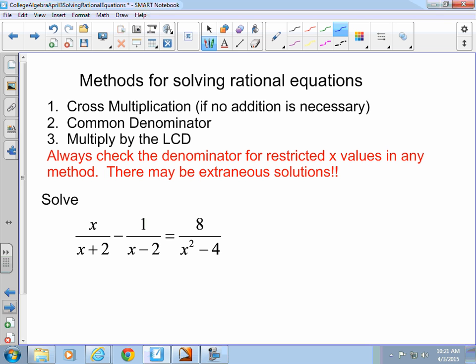Always, when you are solving rational equations, check the denominator for restricted x values, in any method you use. If you get x equals 2, but 2 makes the denominator 0, that's a problem, because that's an undefined value, not a solution. There may be what are called extraneous solutions. We've seen that word before with radical equations. Same thing. You did everything right, but you got a wrong answer, and that's an extraneous solution.